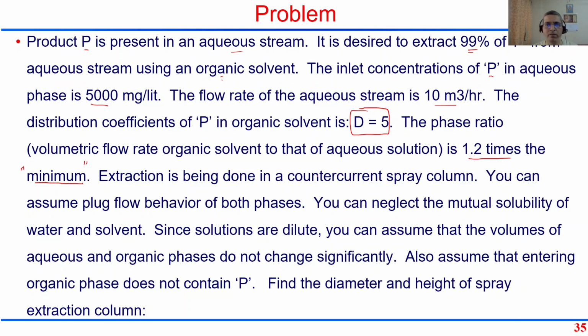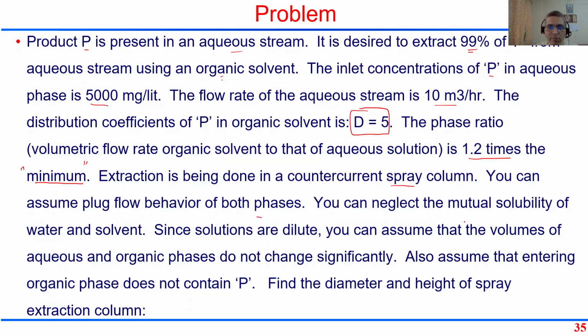Extraction is done in a counter current spray column. You can assume plug flow behavior of both the phases. Neglect mutual solubility of the water and solvent. Solutions are dilute so that volumetric flow rates don't change. And assume that the entering organic phase does not contain any P. Now I want you to find the diameter and height of the spray extraction column.